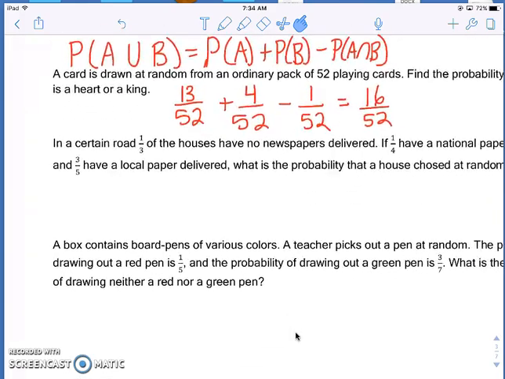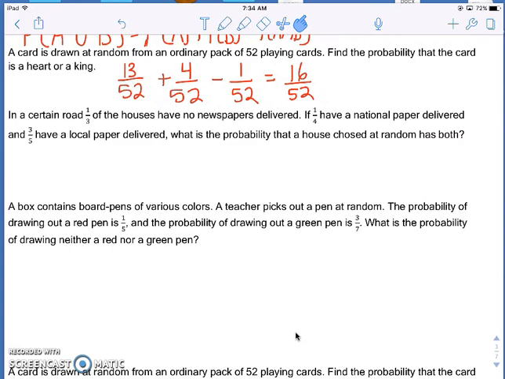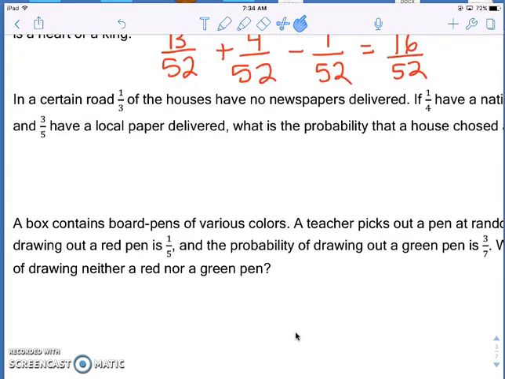So let's see, the next one that we are going to take a look at here. In a certain road, 1/3 of the houses have no newspaper delivered. If 1/4 have a national paper delivered and 3/5 have a local paper delivered, what is the probability that a house chosen at random has both?